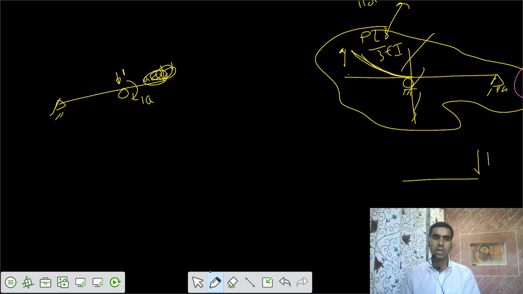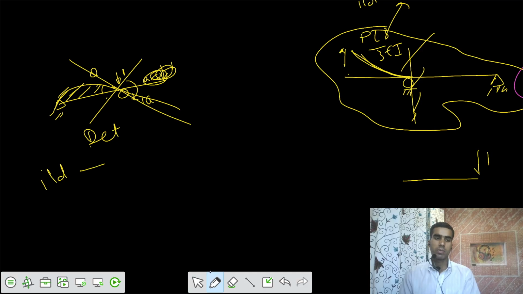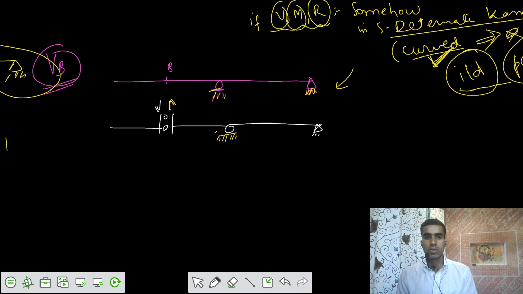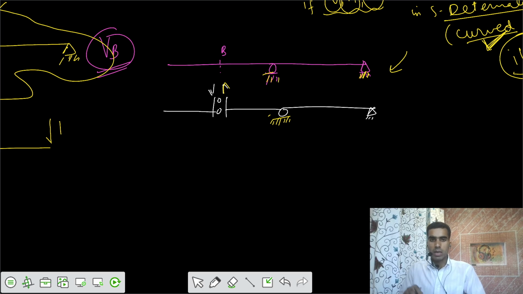So because of this there is development of curvature. So theta, because of theta there is some curvature. Because of curvature it's not possible for determinate beams. So ILD for determinate beams for this part is 0. Now we are only left with the other part that's having this shear. So you are applying a shear of V downwards.